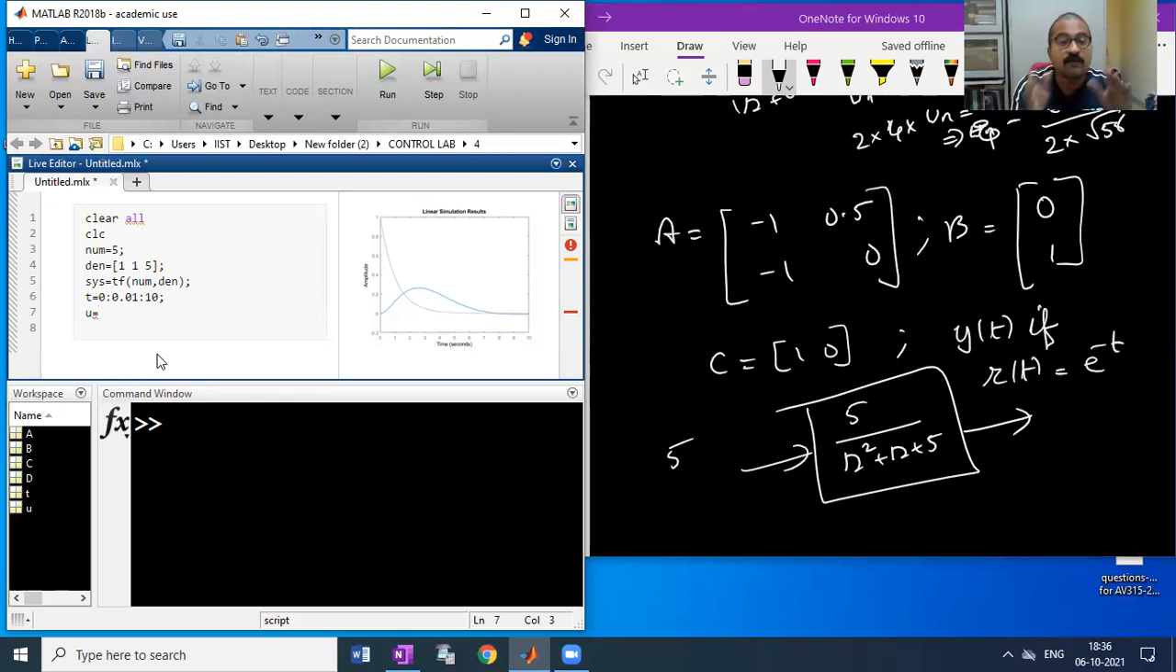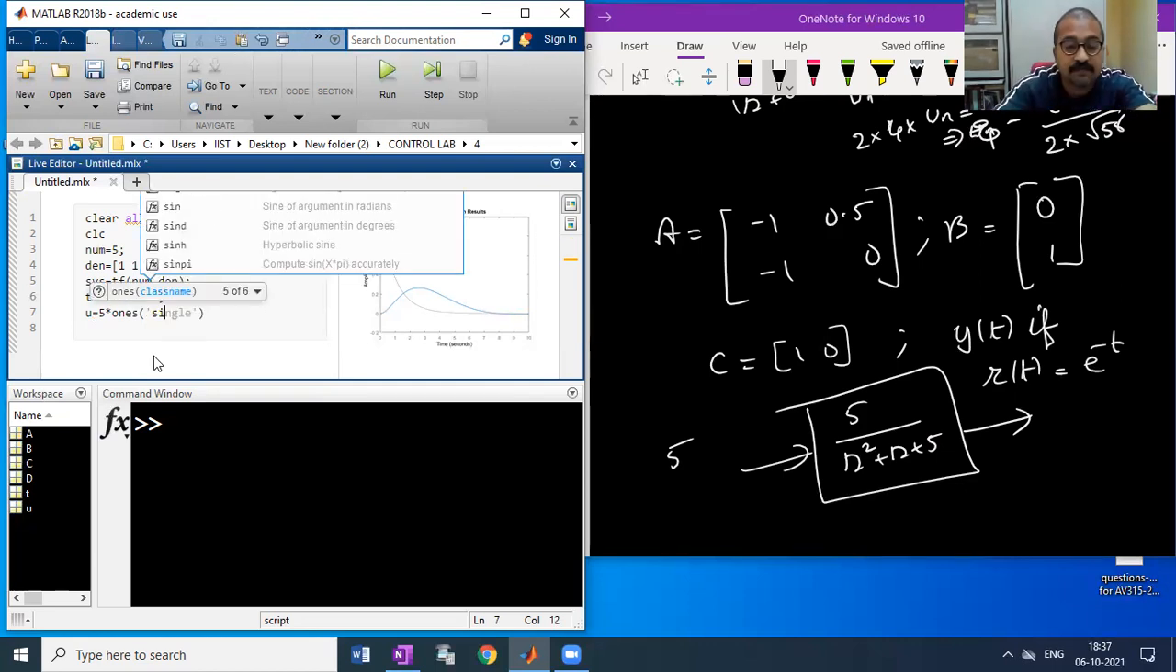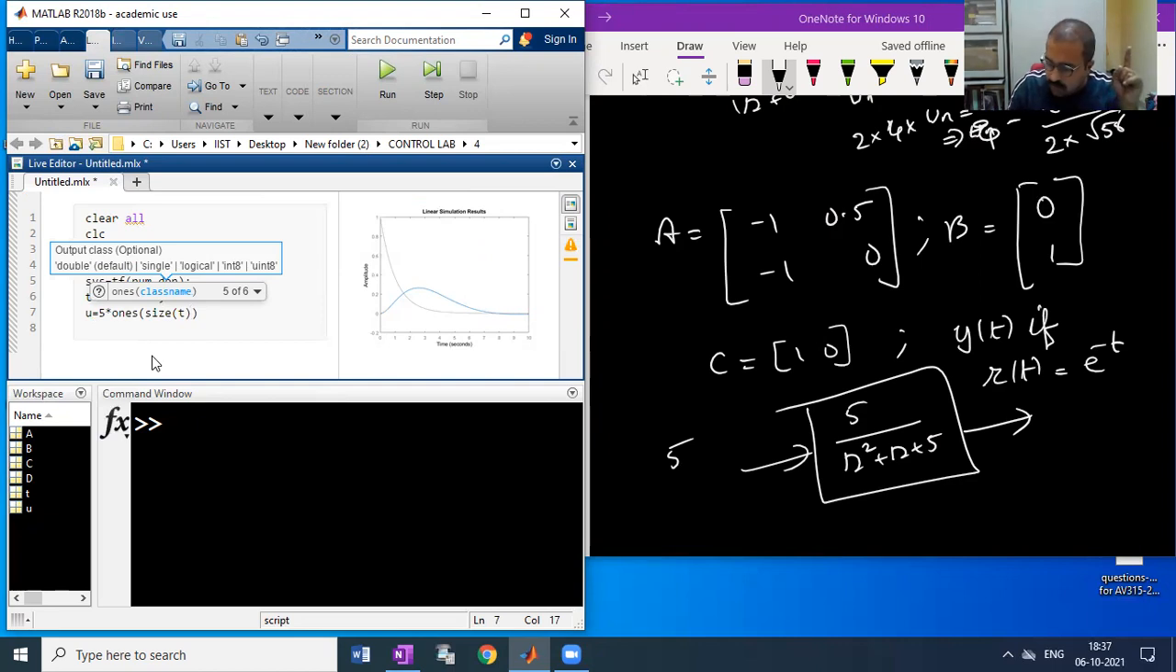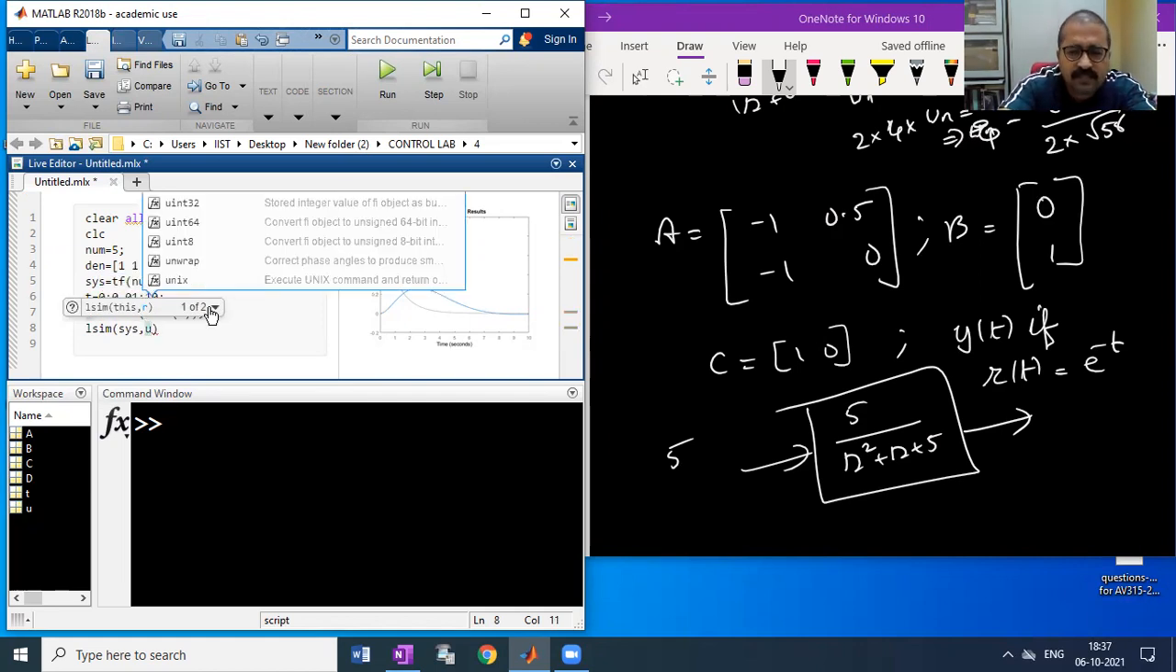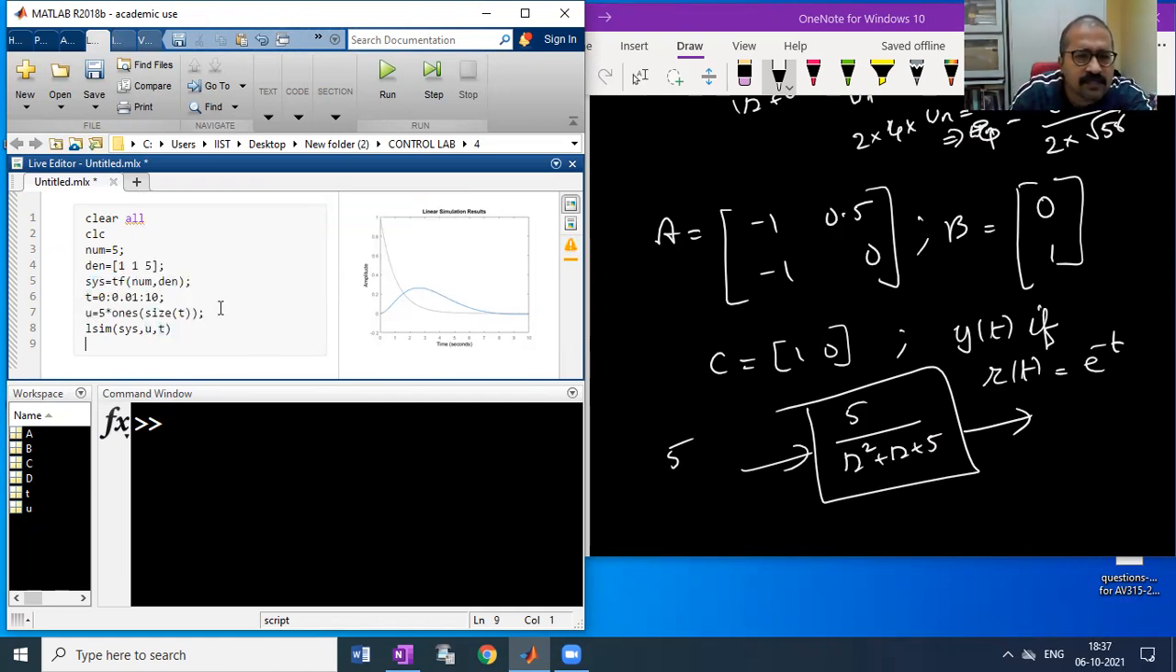Unit step. But what's the question? To find the step response when the input is a step of magnitude 5. So it should be u equal to 5 star ones of size of t. That many y coordinates will be generated. Now what next? lsim of sys comma u comma t. We use the u and t, right? Let us run this and see what we are getting.